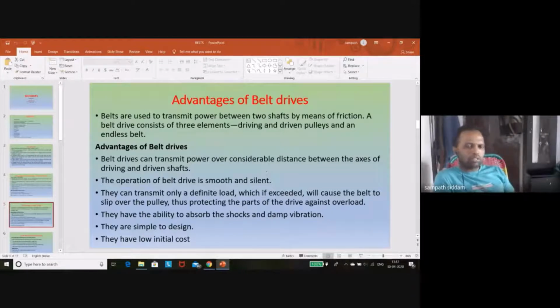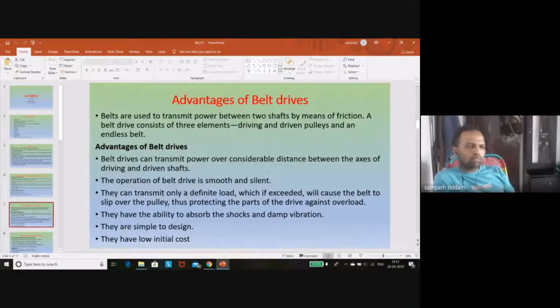Of course there will be some noise, but considerably less when you compare with gears. Next, belts can only transmit a definite load, which if exceeded will cause the belt to slip. That is a major problem. We'll go through what a slip is, its advantage and disadvantage, which we have already learned in the case of the reciprocating pump. Similar to the reciprocating pump, you also have slip in belts, which I have mentioned here, and we'll learn what a slip is.